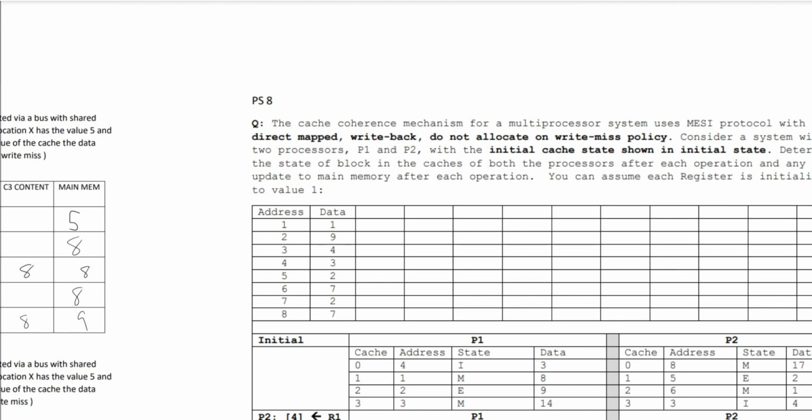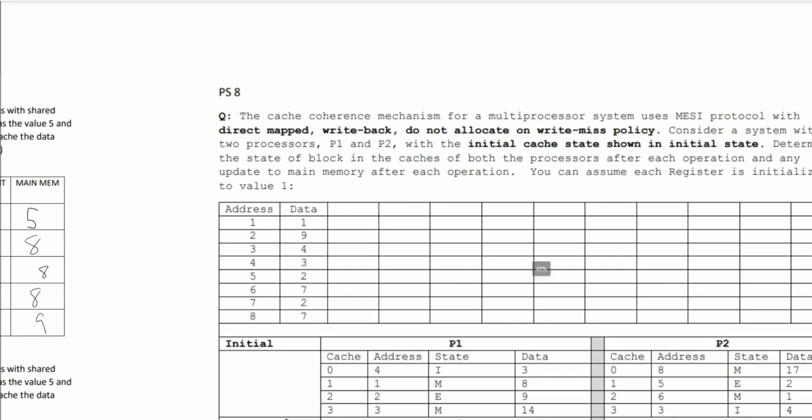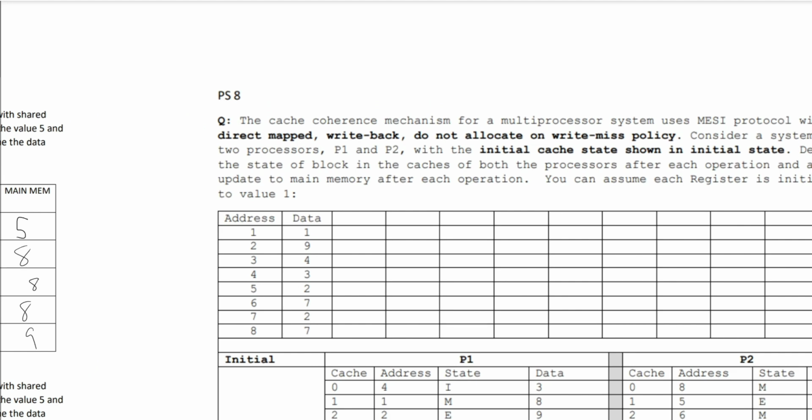But this cache is one we did in class, right? I forget if you did problem set 7 or 8. I think it was 8. Did you do this? Because I had the paper. Oh, okay. I wasn't really paying attention.